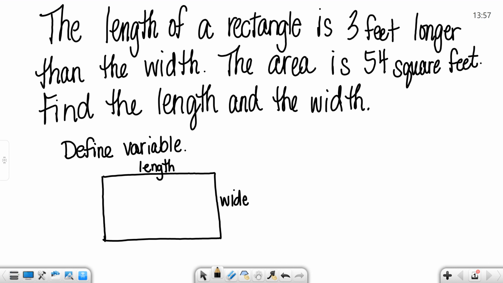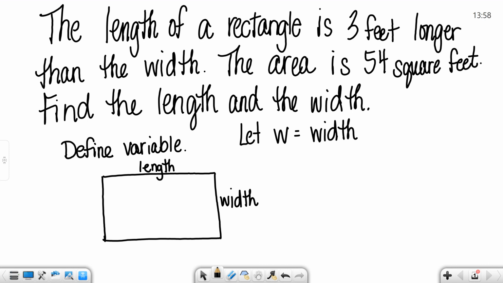All right. So let's say I am going to call W the width. I'm going to let W equal the width. And I know that some of you immediately went in your mind to, okay, well then L is the length. No, we don't want two letters.